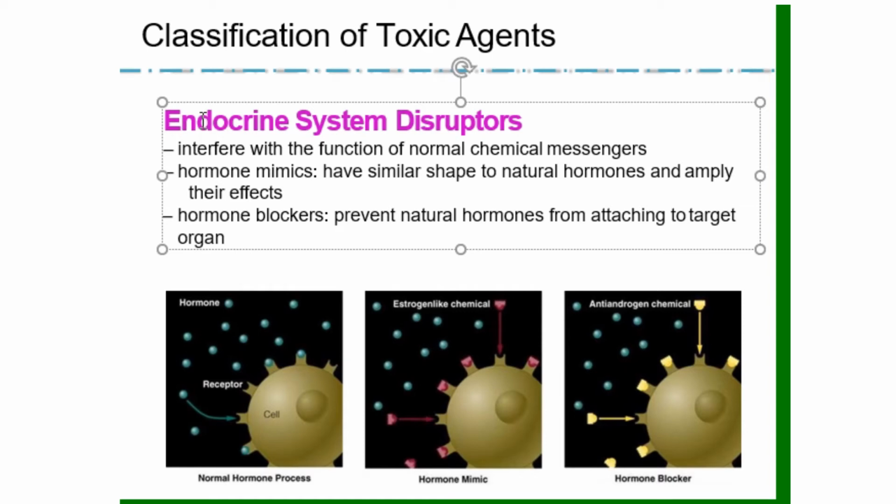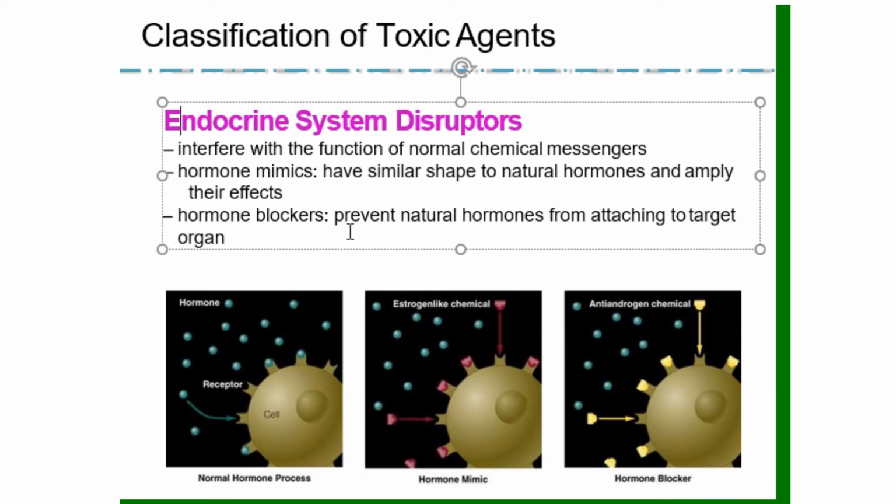Now, endocrine system disruptor toxic agents interfere with the function of the normal chemical messengers. And in fact, there are two types of ESD. One is a hormone mimic or the mimicry, and the other one is a hormone blocker. Now, hormone mimics, they have a similar shape to the natural hormones and amplify their effects.